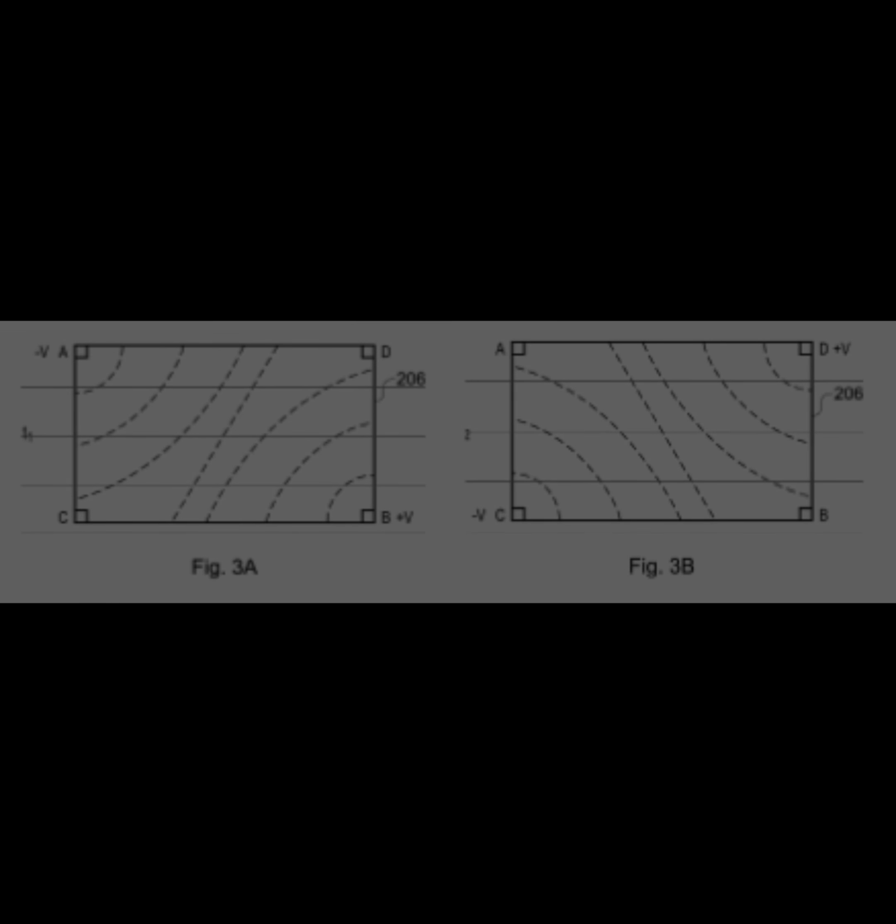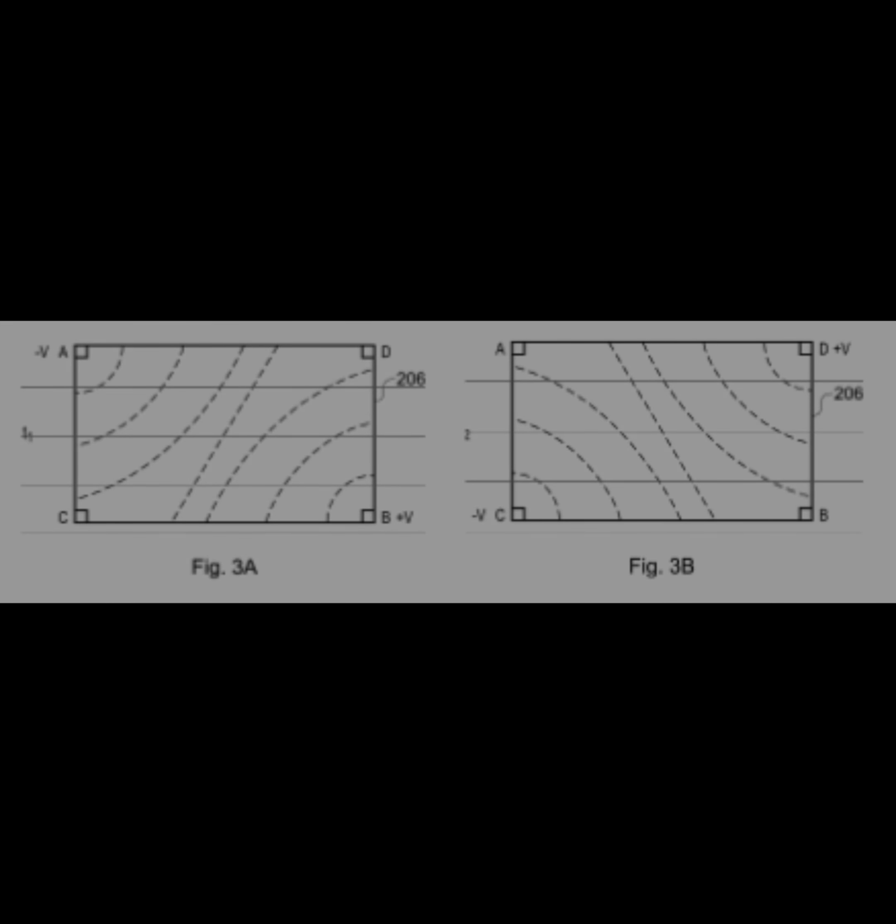Figure 3A shows the voltage distribution during time periods T1. Figure 3B shows the voltage distribution during time periods T2. The dashed lines represent equipotential lines on the resistive layer 6.